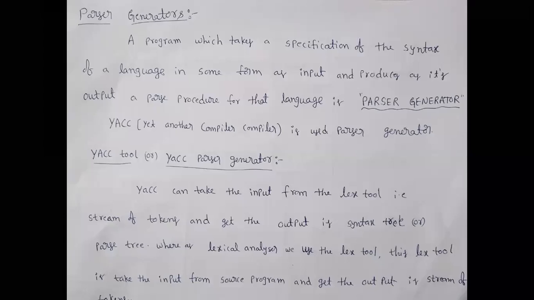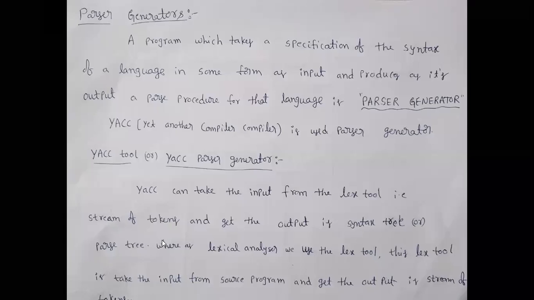The output that comes from the Lex program is taken as the input by the YACC tool. What is the output of the Lex tool? The stream of tokens is the output of the Lex tool, and it is taken as the input of this YACC program. The stream of tokens is the input, and it is converted into a syntax tree or a parse tree. So YACC takes the input from the Lex tool, that is the stream of tokens, and the output is a syntax tree or a parse tree.